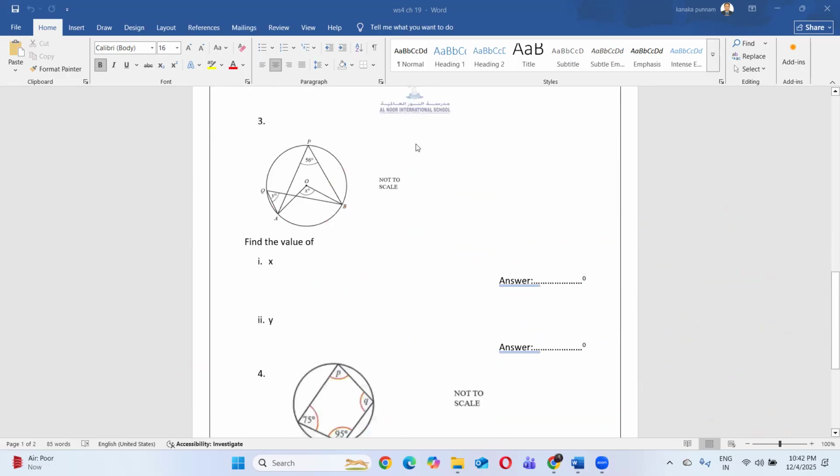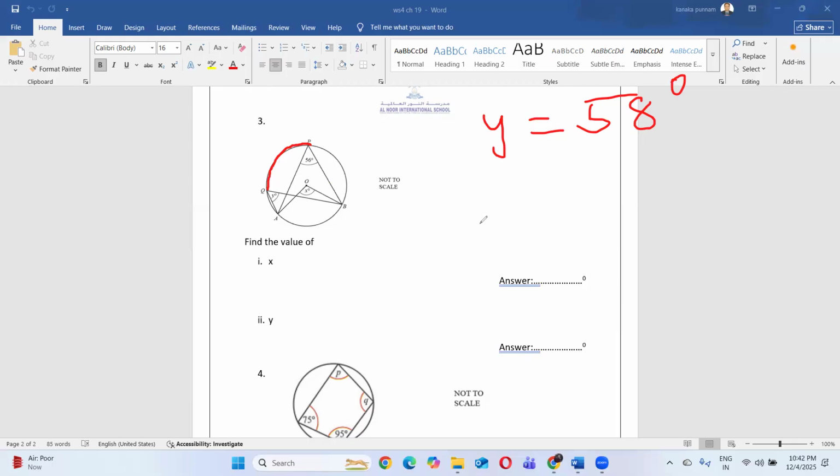Next one. You have to find X and Y. And you can see clearly this Y and 58 are subtended at the same arc of the circle. So Y is equal to 58 degrees because angles on the same segment are equal.